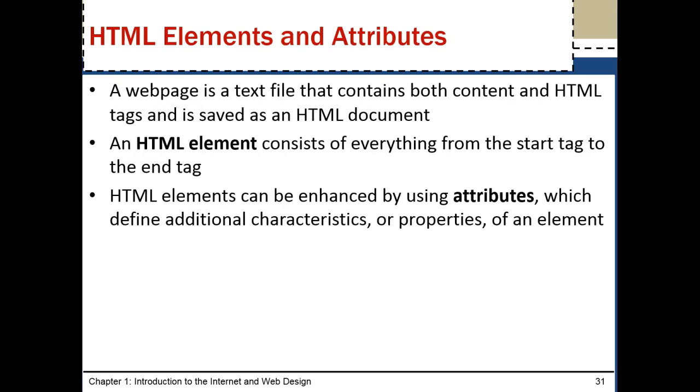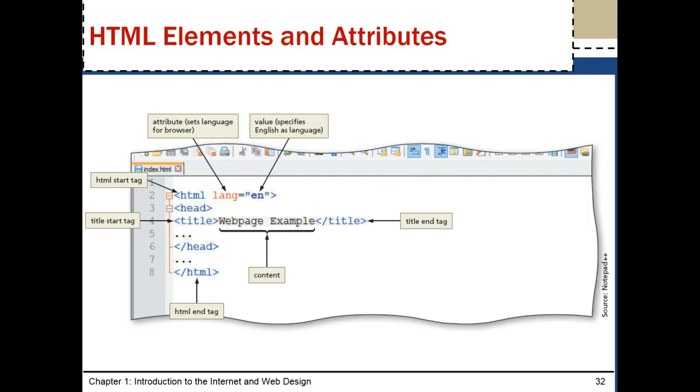A web page is a text file that contains both the content and the HTML tags, and it is saved as an HTML document. An HTML document consists of everything from the start tag to the end tag. An HTML element can be enhanced by using various attributes, which define the characteristics or properties of that element. So let's look at the example here.